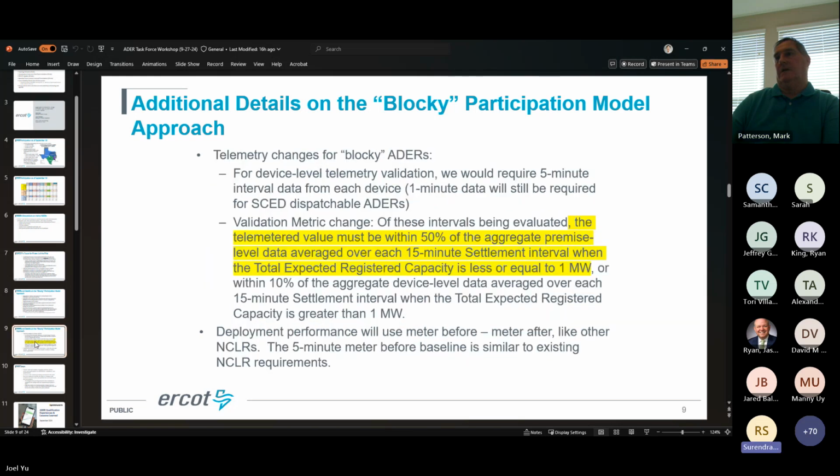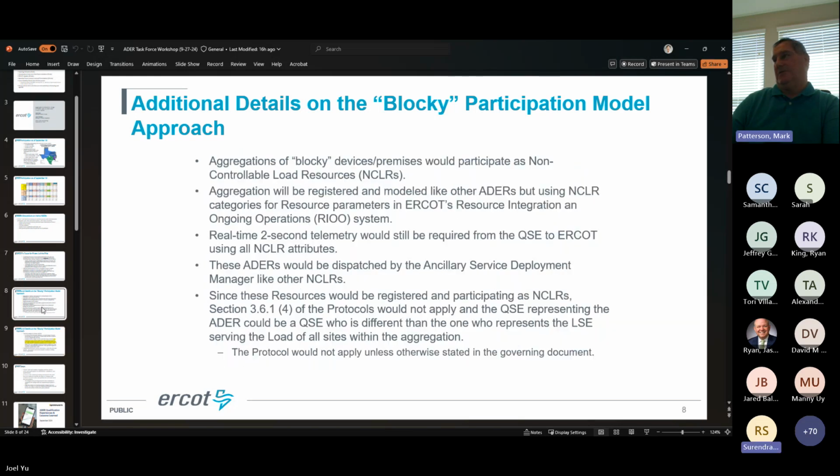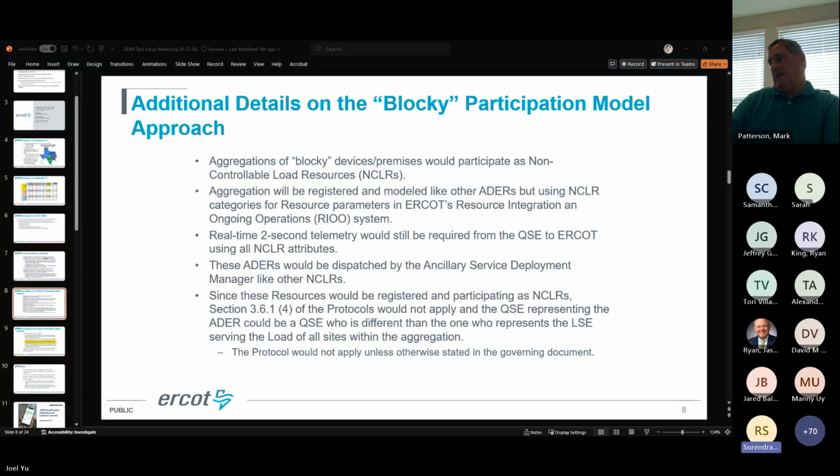Next slide. So can I ask a question? Sure. Sorry, Rosemary. No worries. Thank you, Mark and Ryan, for opening up the blocky load for ADER. This is a really great direction and would definitely help bring more resources, so I appreciate the work on that one. The 2-second telemetry, you are expecting that for the aggregate level, right? So it's the QSE telemetry, and you're not expecting that for the resource level or the individual premise level?